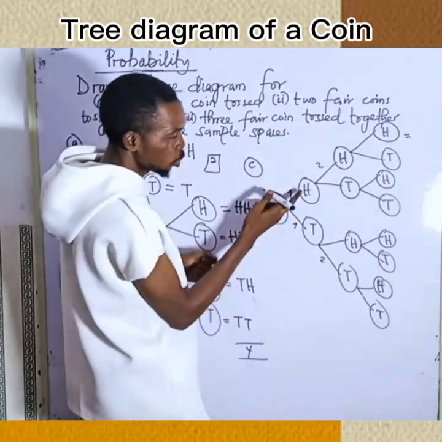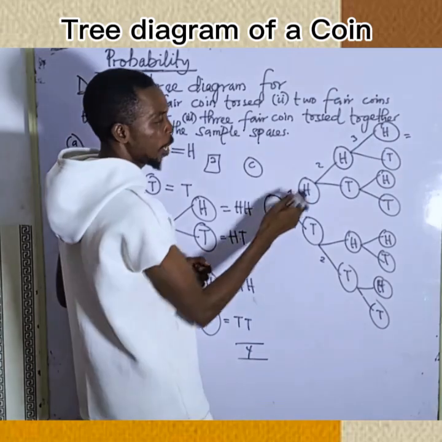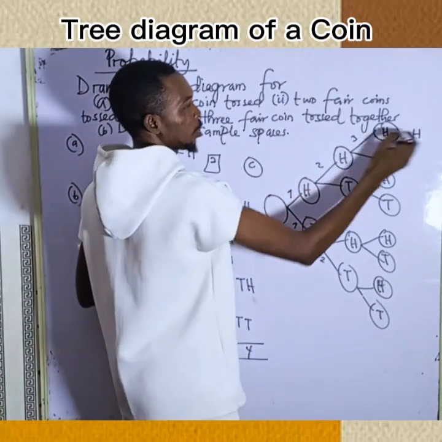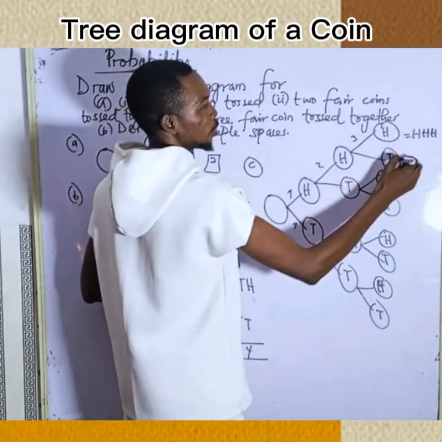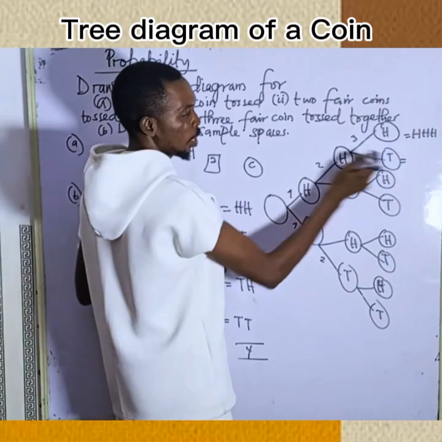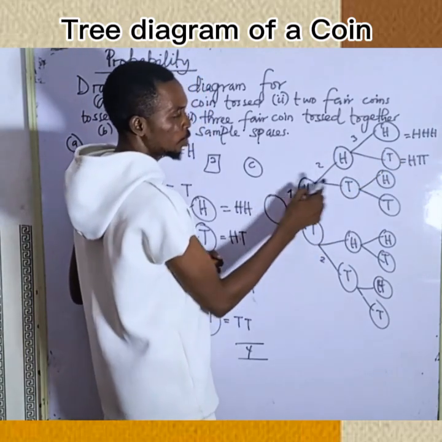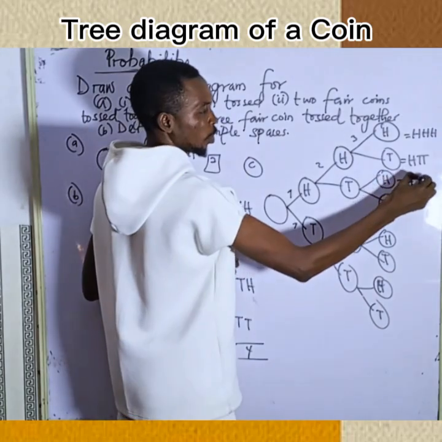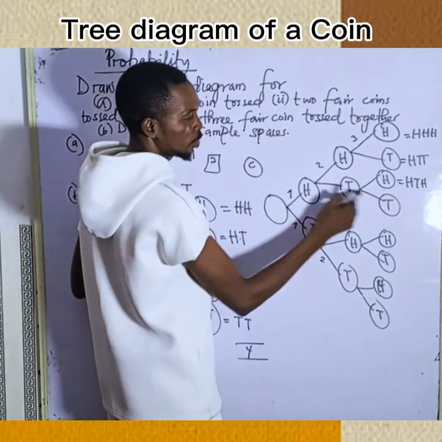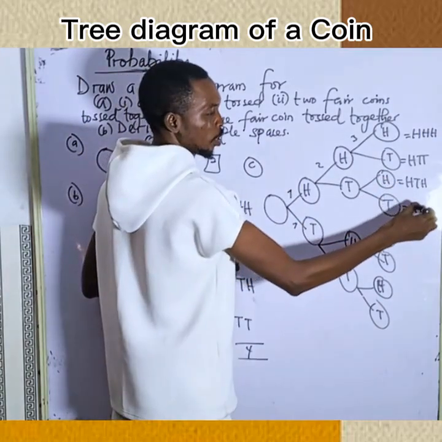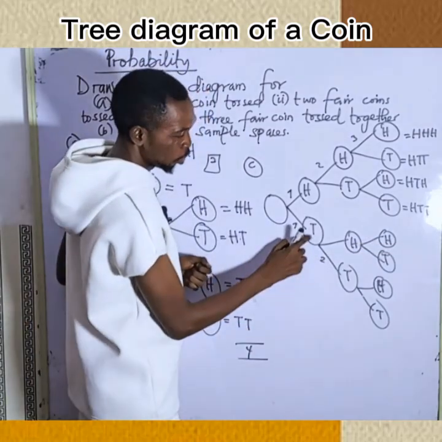So the outcomes are what? Let's go. First, head, head, head. Here will be head, head, tail. Take note of this. Here will be head, tail, head. Here will be head, tail, tail. Then we move on to the second one.